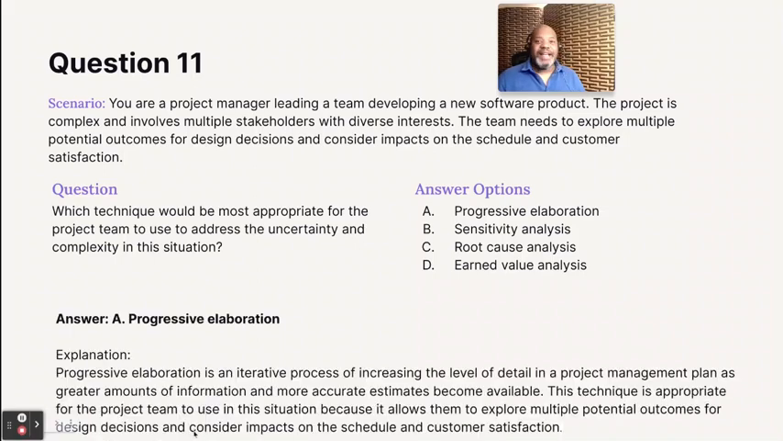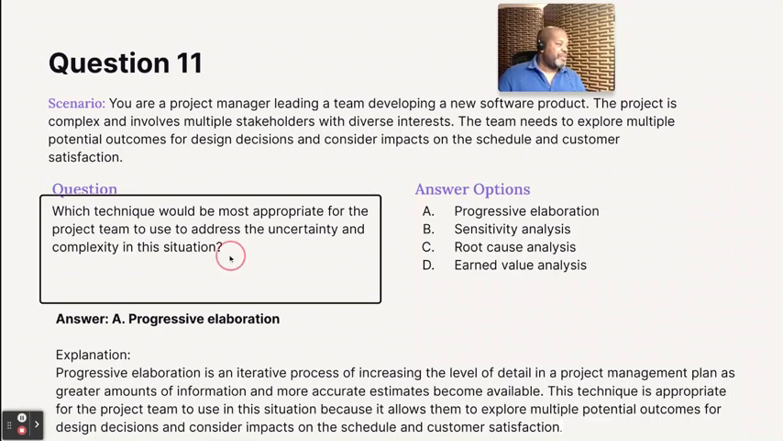Answer is A. Congratulations. Good job. Progressive elaboration is an iterative process. I love that word. Iterative process of increasing the level of detail in a project management plan as greater amounts of information and more accurate estimates become available. This technique is appropriate for the project team to use in this situation because it allows them to explore multiple potential outcomes for design decisions and consider impacts on the schedule and customer satisfaction.